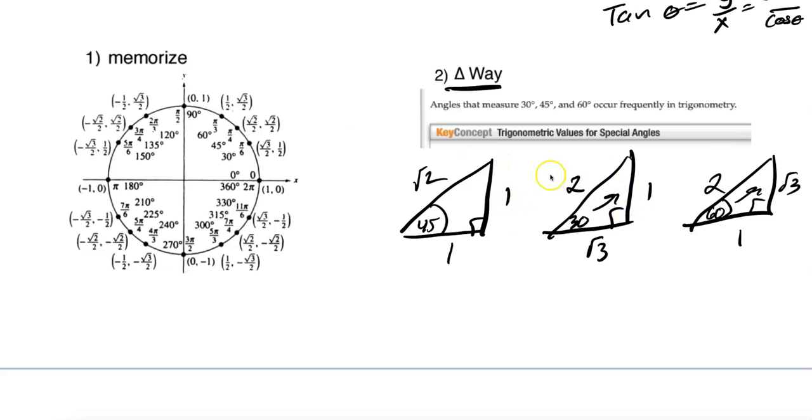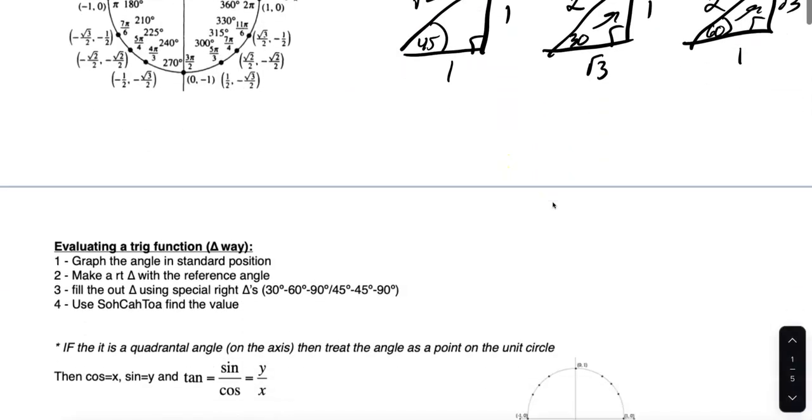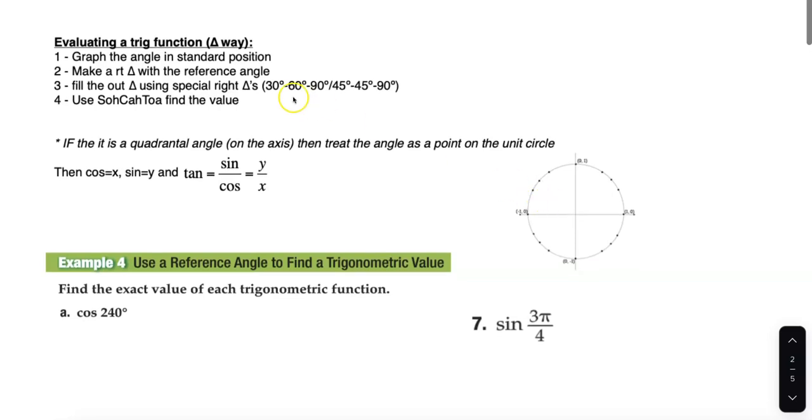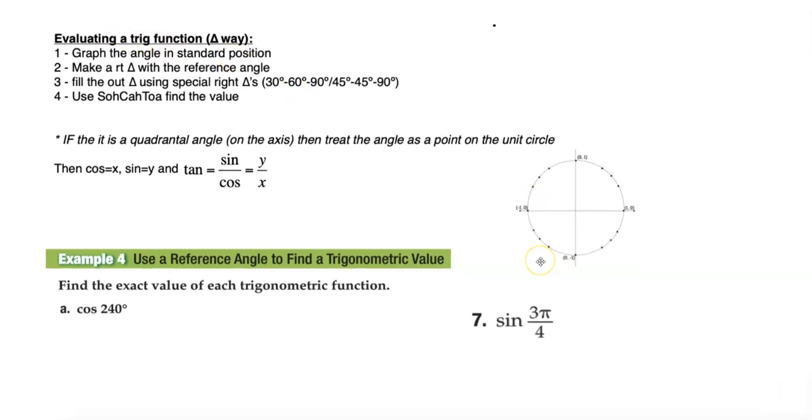But I prefer to build a triangle every single time. So this is the triangle way. First thing we're going to do is graph the angle in standard position. Let's put a little example problem up here. Let's do sine of 60, the one we just did. So step 1 is graph the angle in standard position.